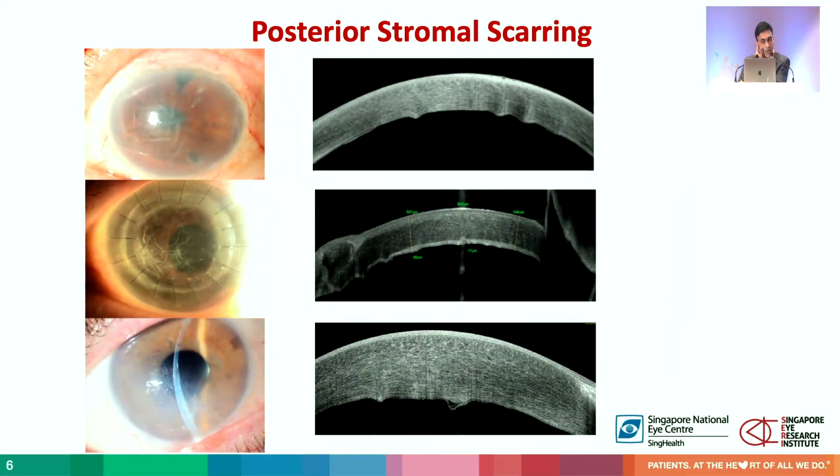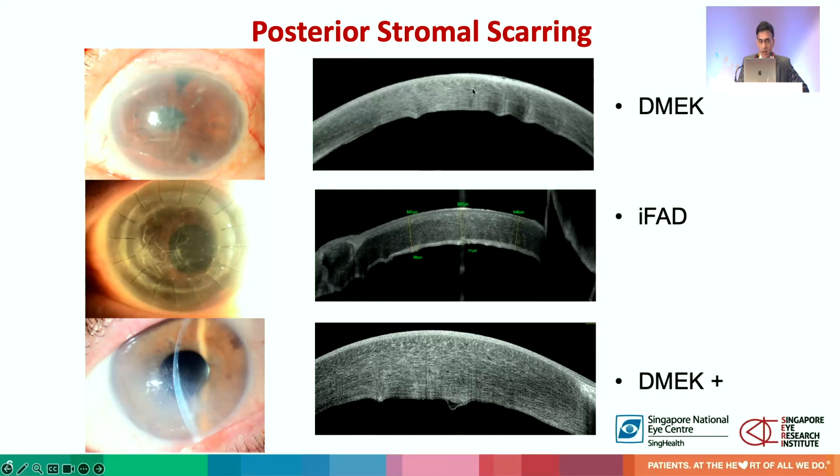AS-OCT, I think, is really valuable to give you an idea of how to manage these cases. Looking at the folds in the posterior stroma with AS-OCT will give you an idea of the chronicity of the scarring itself and also the signal. And that will then determine what kind of surgical procedure I will do in each of these cases.